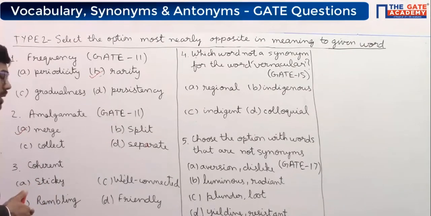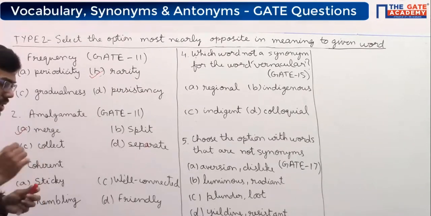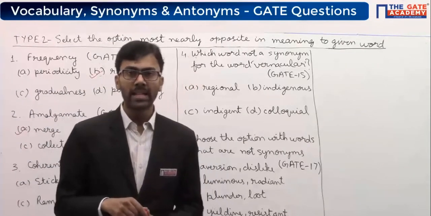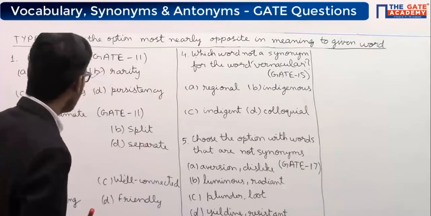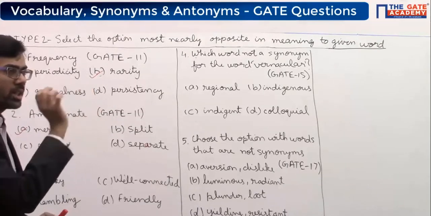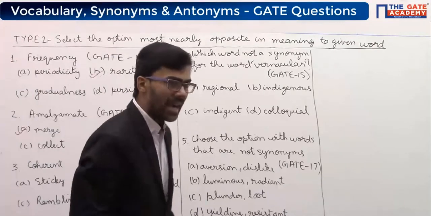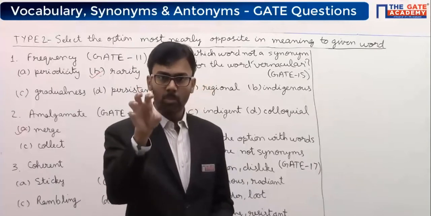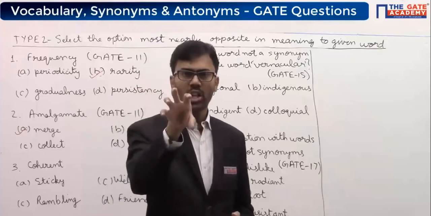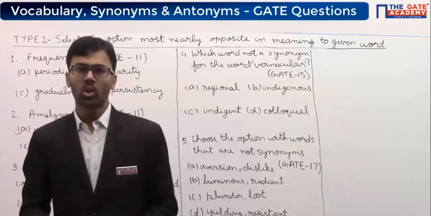The next, third question is coherent. Again, this is a question that has appeared in previous years' GATE question papers. The options given are sticky, well-connected, rambling, and friendly. Now, what is coherent? Again, this is a word that is also related to sciences, particularly the concept of light and optics. So, coherent means something that has one unique quality for a certain period of time, or something that fixes on a particular spot. Let's say if there is a light that is focused on a particular spot and it does not change, a property that is close to that is called coherent.